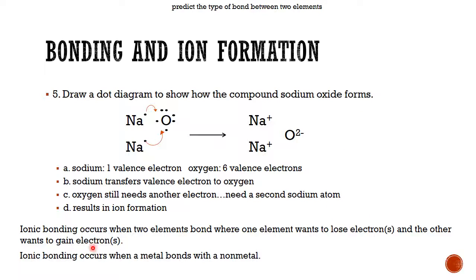want to gain electrons. So when you look at your periodic table, if you have an element from the left side, and recall when we say the left side, it's left of that stair-step line that we see on the table. If elements from the left side of the table want to bond with elements from the right side, we will get ionic bonding because we'll have a transfer of electrons.